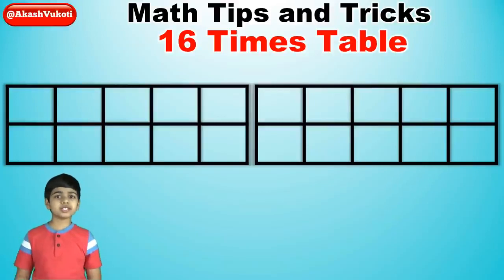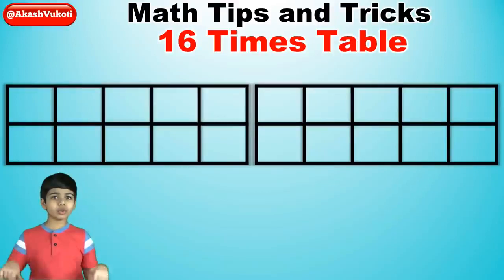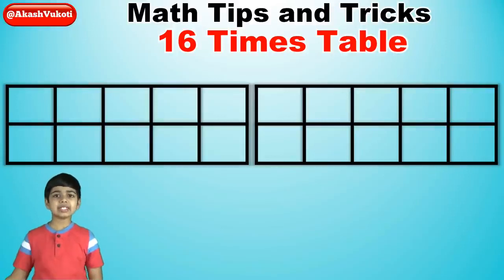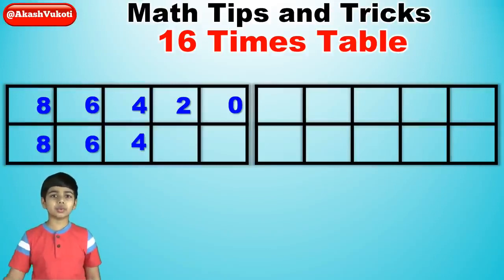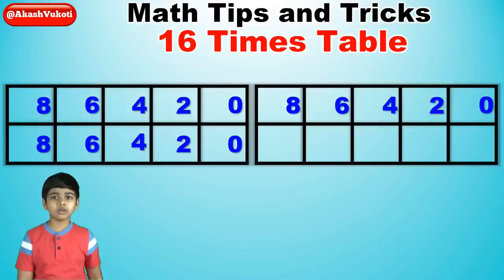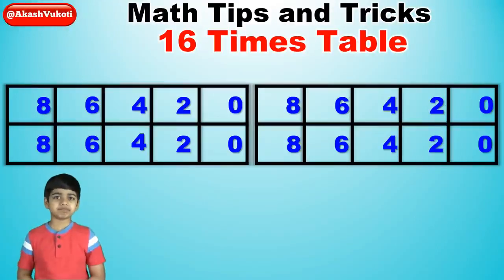Next, for the ones digits, we'll just write the reverse of the 2 times table from 2 times 4 to 2 times 0 the whole way through. So that would be 8, 6, 4, 2, 0. Do it again, and again, and once more, 8, 6, 4, 2, 0.